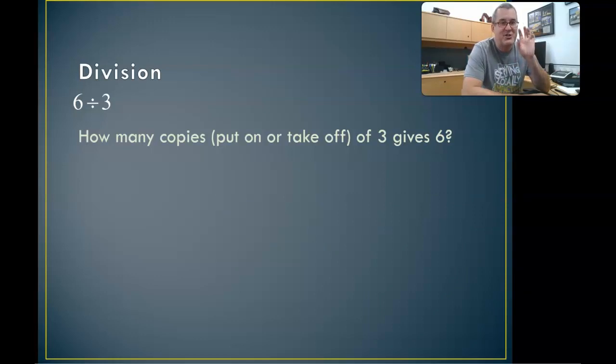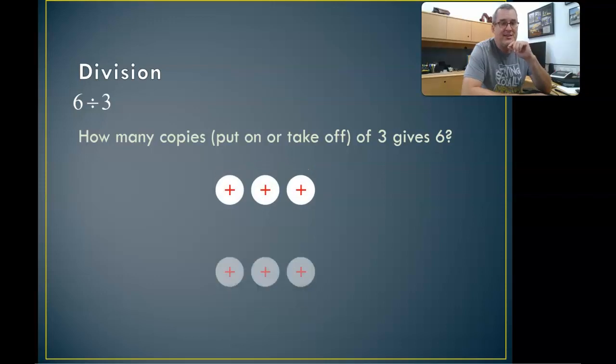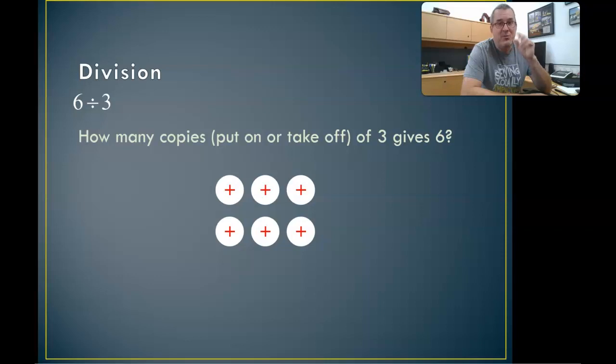And notice I actually started with 0 again. Starting with 0, I had to create and think through how many copies. So I created a copy of 3. Do I have 6 yet? Nope. I had to create a second copy of 3. Do I have 6 now? Yep. And so 6 divided by 3 is 2 because it took 2 copies of 3 to make 6. 2 copies of 3 made 6.